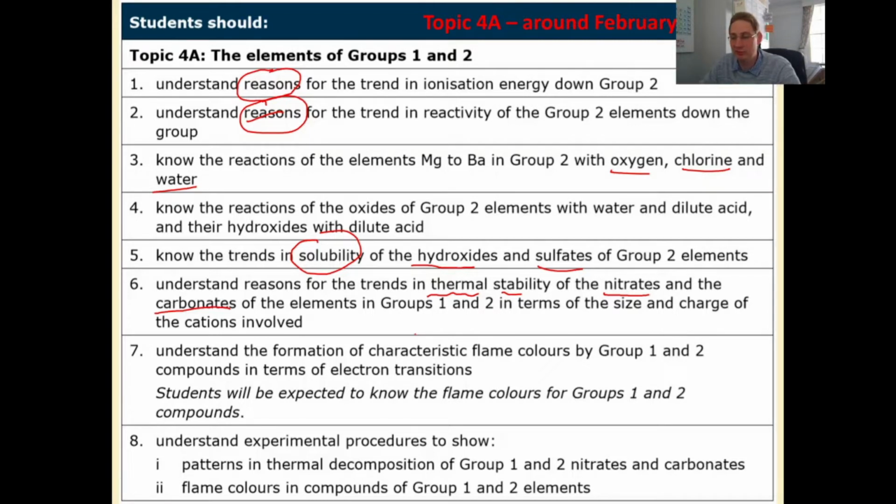Understand the formation of characteristic flame colours by Group 1 and 2 compounds in terms of electron transitions. Students are expected to know the flame colours for Groups 1 and 2 compounds. Okay, a bit of expanded learning there. You started it at GCSE, you had 5 to learn at GCSE, now you need to know them for Group 1 and 2. And understand experimental procedures to show patterns in thermal decomposition of Group 1 and 2 nitrates and carbonates, flame colours, okay? This is really essential. Although these aren't required practicals, they are often examined. They will ask you to design an experiment to show this.